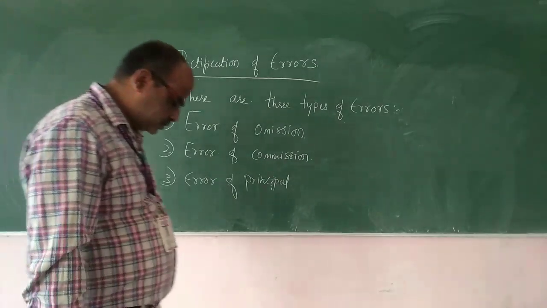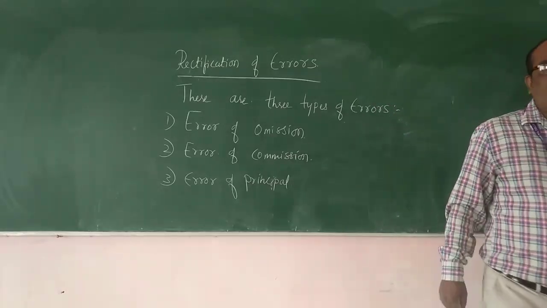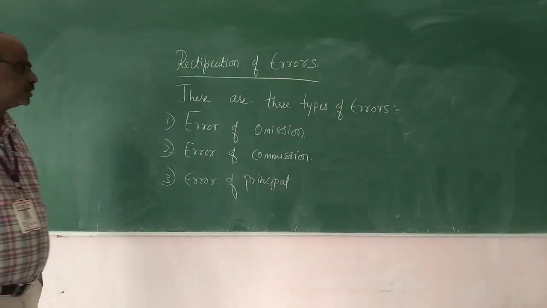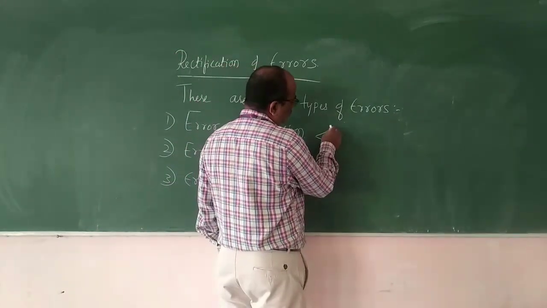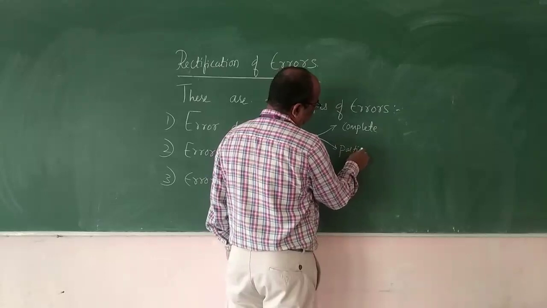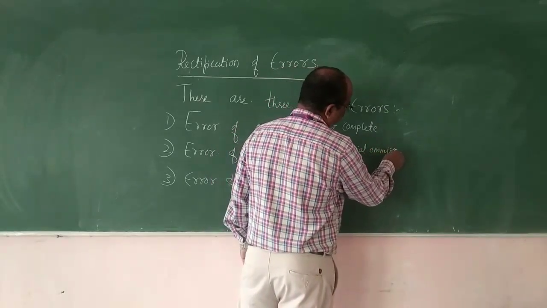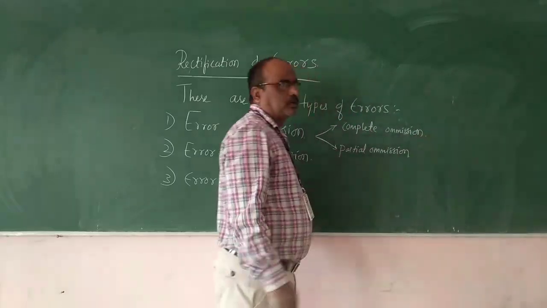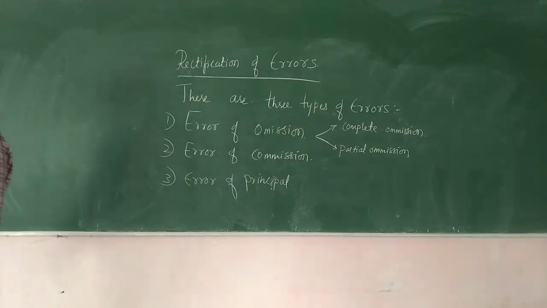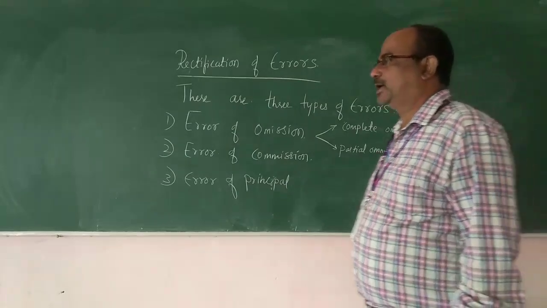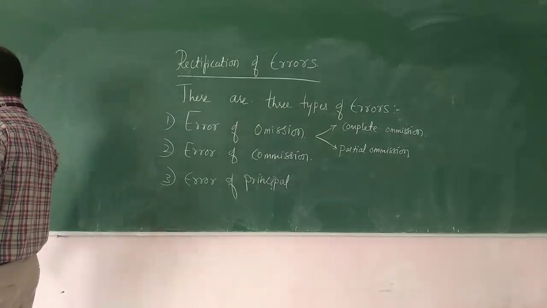So let us try to understand what is error of omission, what is error of commission, and what is error of principle. Error of omission is further classified into two: complete omission and partial omission. What is omission? Omission means you have left out the transaction; the transaction has been done, but you have not recorded it.